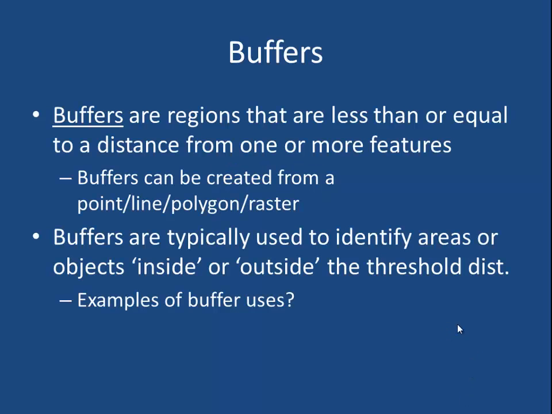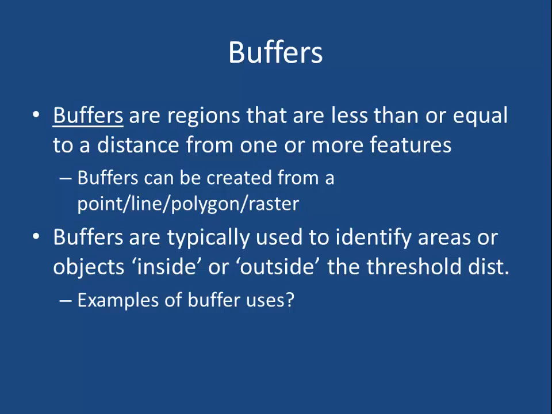This section is going to cover the geospatial data operations of buffering and dissolving. A buffer is a region that is less than or equal to a distance from one or more input features. Buffers can be created from point, line, polygon, or raster geospatial datasets. Buffers are typically used to identify areas or objects that are inside or outside of some threshold distance.